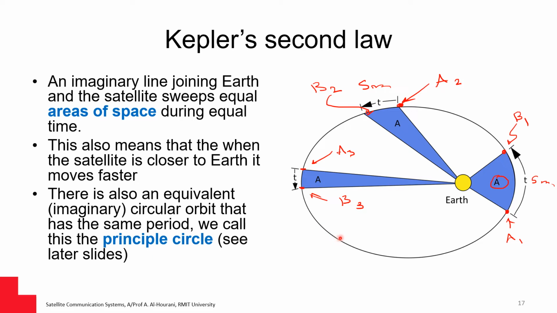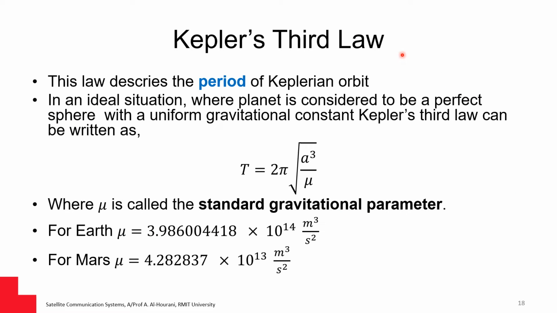The principal circle is a circular orbit. If I replaced this elliptical orbit with a circular orbit with the same period, this is called the principal circle. A third important observation of Kepler is about the period of the orbit. How much time does a celestial body require to complete a full rotation around the other celestial body?